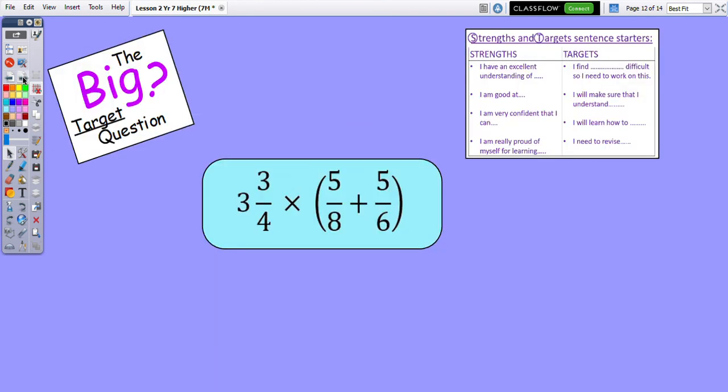Right, last bit is this big target question. Okay, we all know BIDMAS. We all know that we should be performing the addition first, and then we're going to multiply. So I want you to pause the video, have a go at adding these fractions together, and then have a go at multiplying the result by 3 3/4.